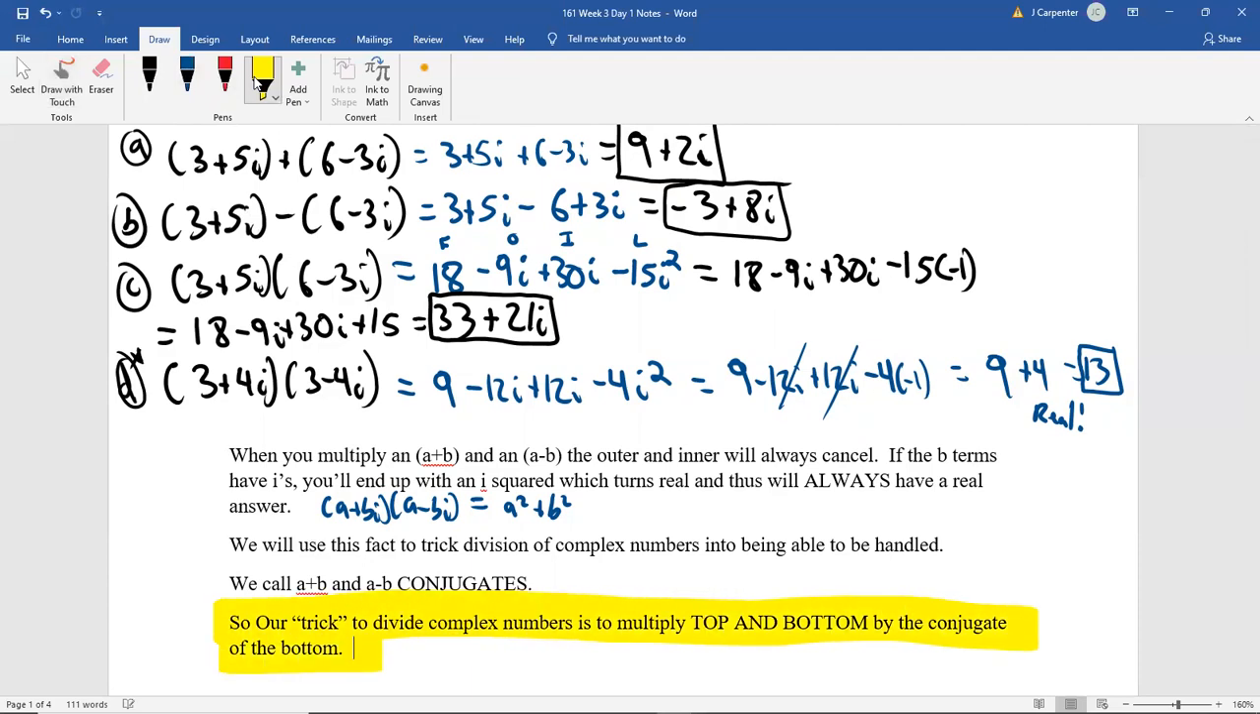This is the trick for dividing complex numbers. You multiply top and bottom by the conjugate of the bottom. Don't even look at the top. When you're trying to figure out how to start this, cover up the top, look at the bottom and say, all right, whatever that middle sign is, just change it. And that's what I'm multiplying top and bottom by. It's a little bit of a memorization, but I've given you the rationale as to why we do it.